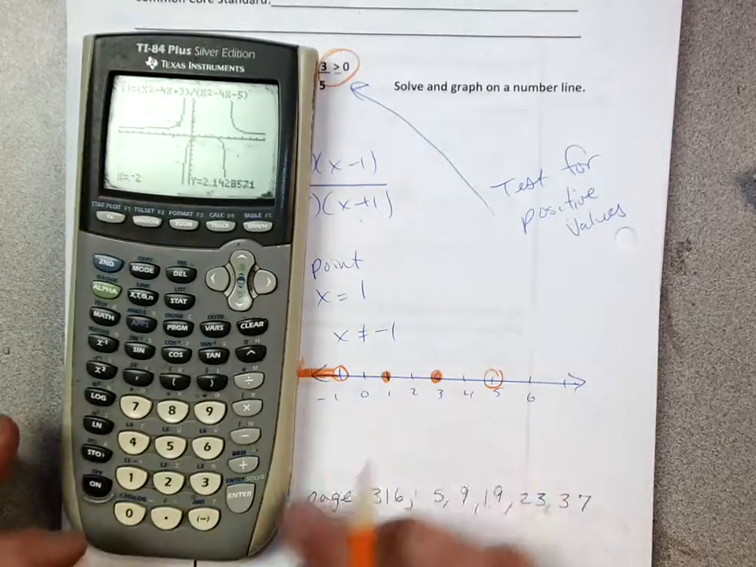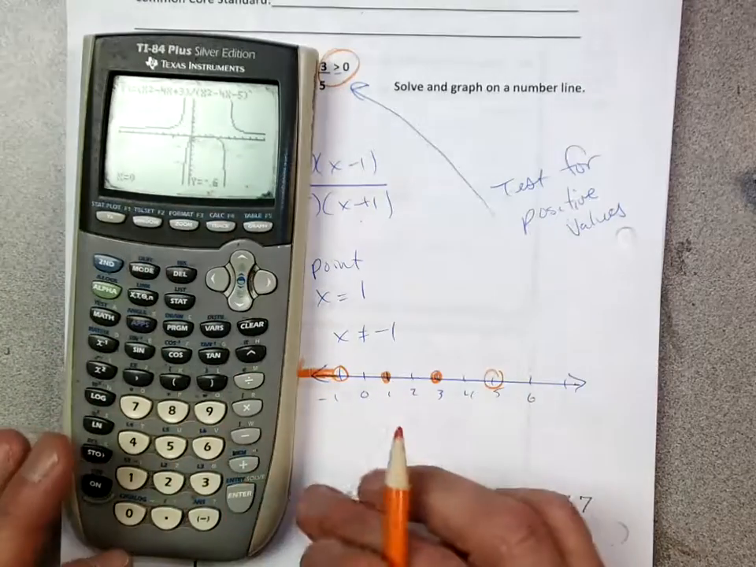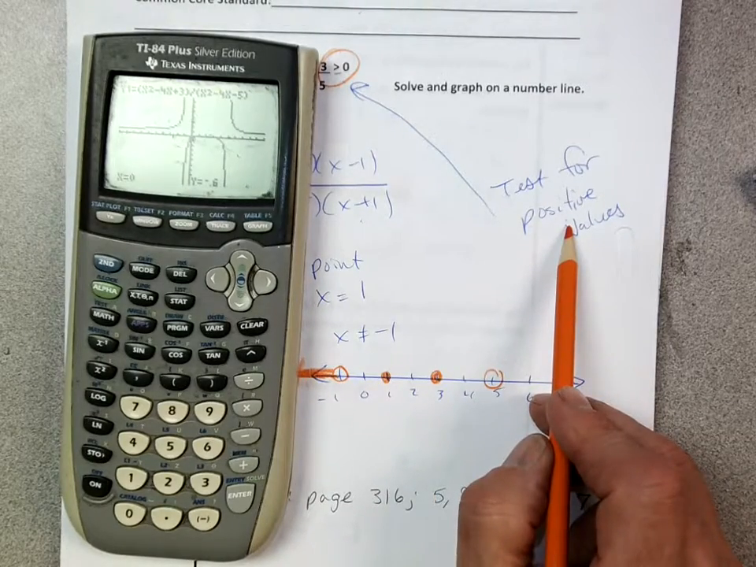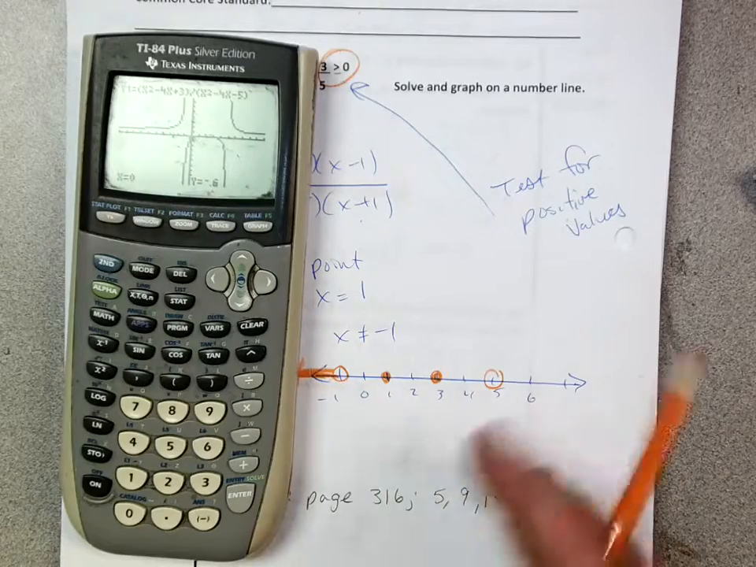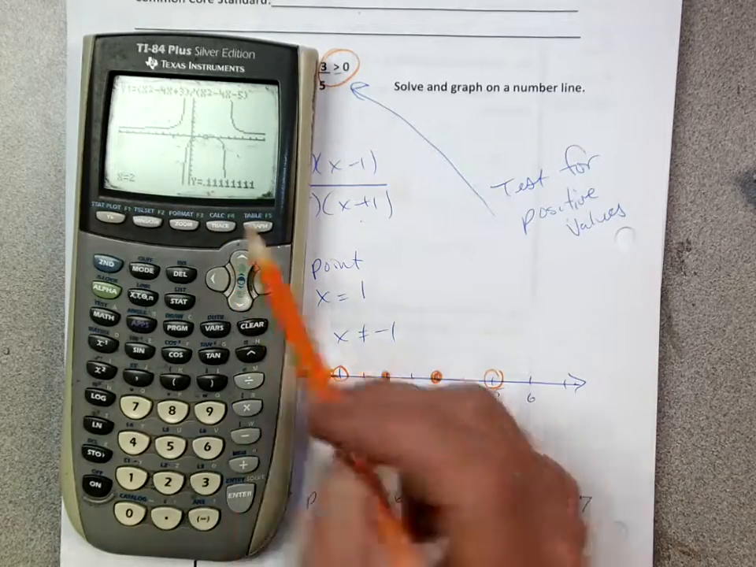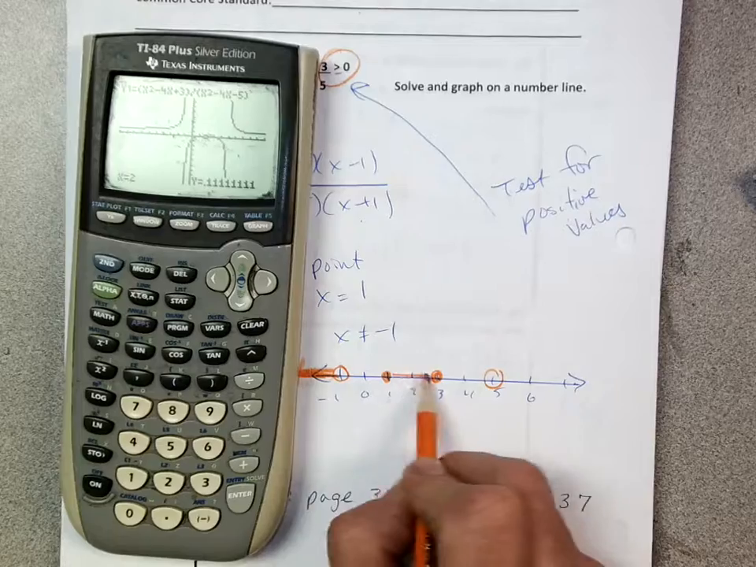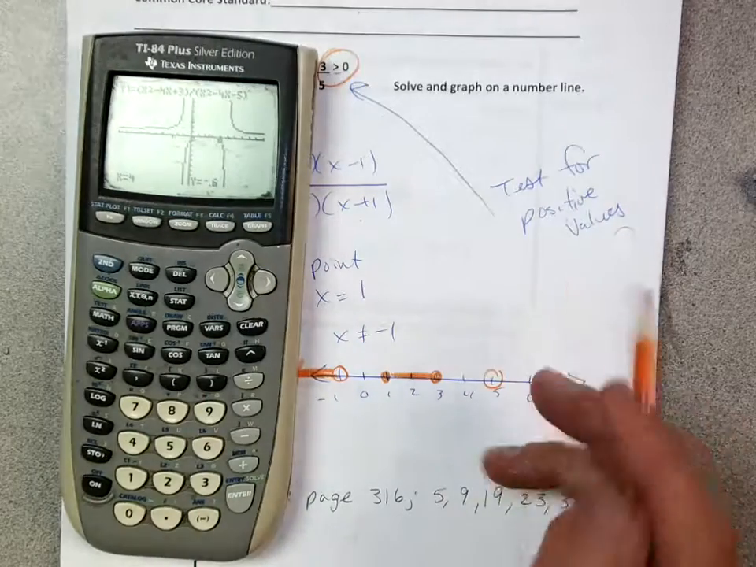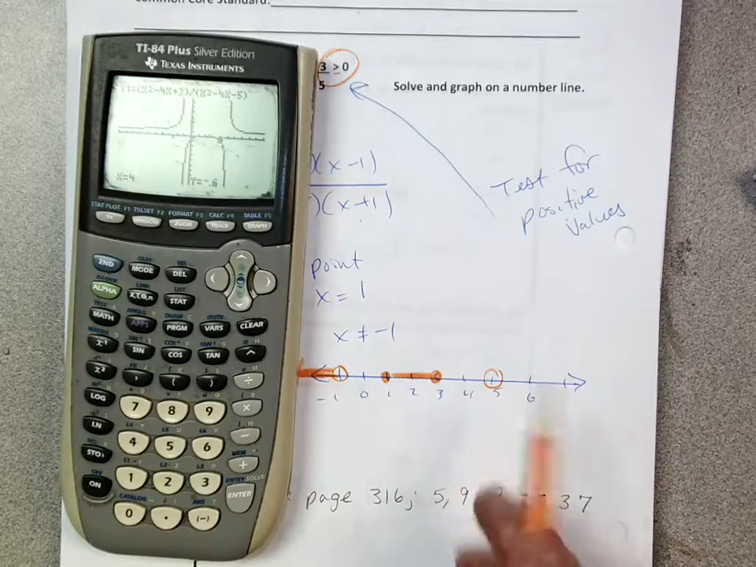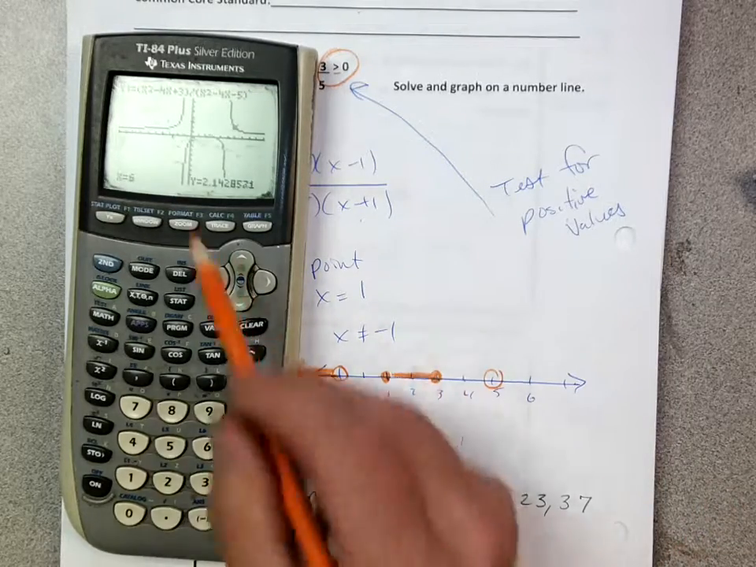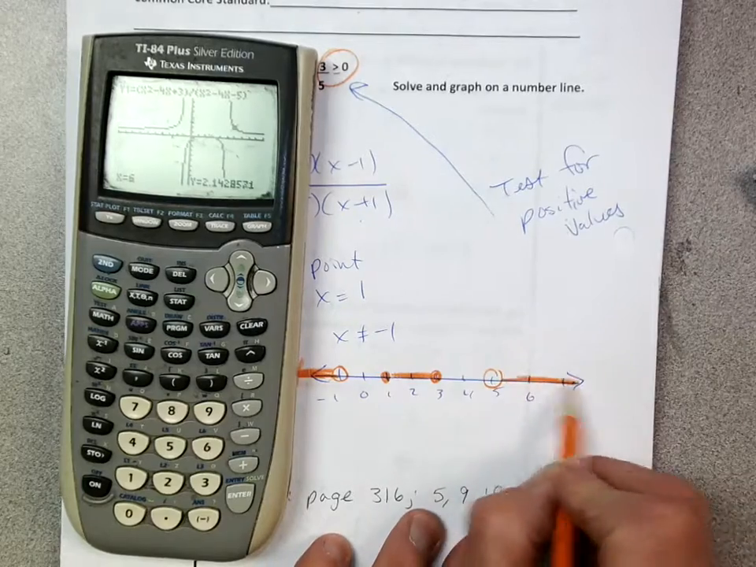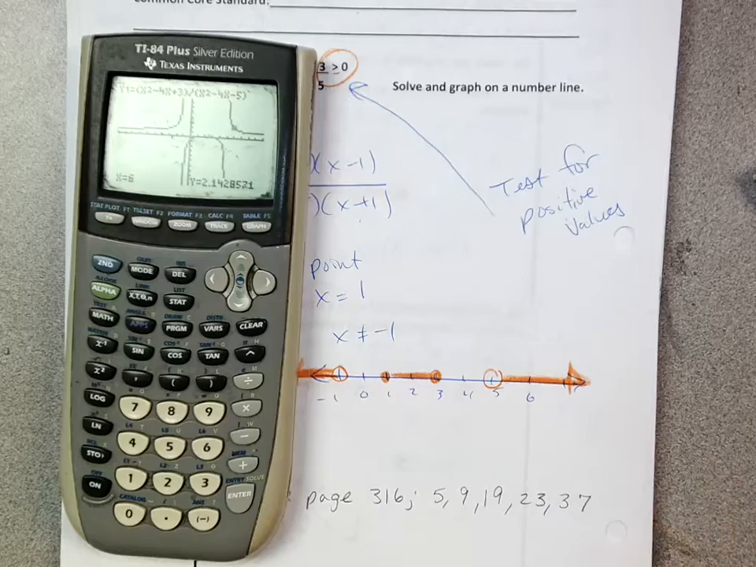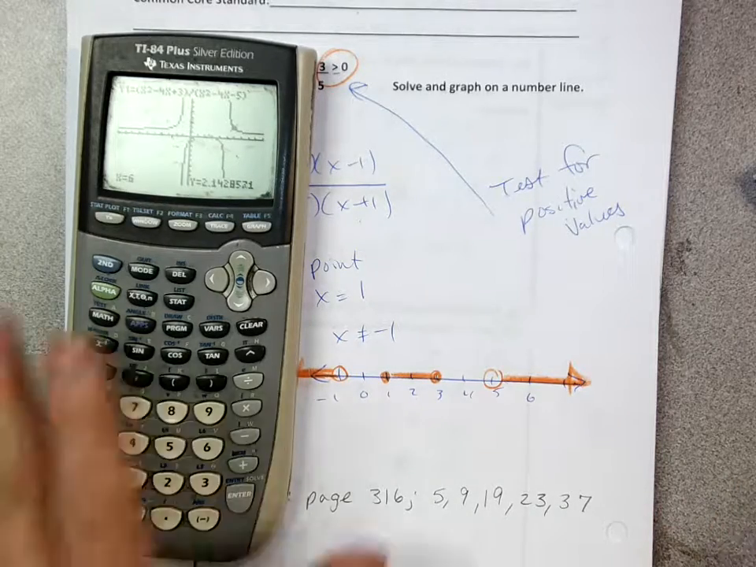If I test 0, I get a -0.6. Nope. Let's test 2. I get a positive 0.1111. That's a positive value, so I want to shade that region. If I test 4, I get a -0.6. Nope, don't shade that. Let's test 6, and I get a positive 2.14, so there you go, all right? See how easy that is? Yeah. As long as you can graph it, you can test your region, you're in good shape, okay?